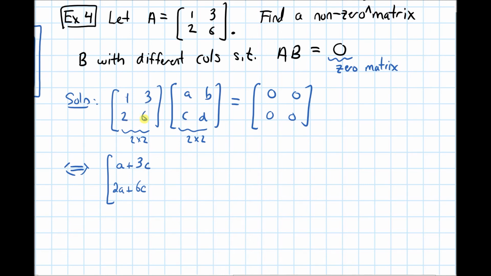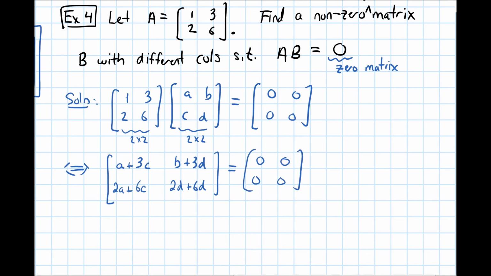So let's multiply the rows of A times the second column of B. First row of A times the second column of B gives me 1 times b plus 3 times d. And then I do the second row of A times the second column of B. So I'll get 2 times b plus 6 times d. So that's supposed to equal the matrix of all zeros.